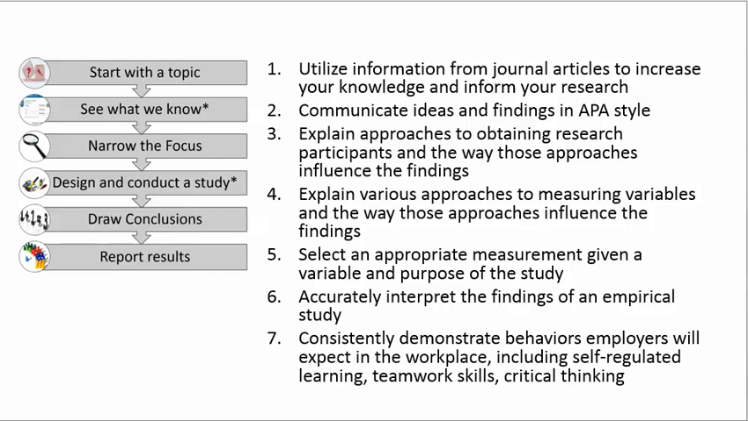We can look at approaches to measuring variables and the way that influences the findings when we think about how they operationally define variables. By noticing how they're measuring those variables, we develop a list that helps us think about the process of selecting an appropriate measurement. I don't ask you to look at the results in great detail, but having a sense of how they're there and then how that connects to the information in the discussion section helps you learn how to accurately interpret the findings of an empirical study.